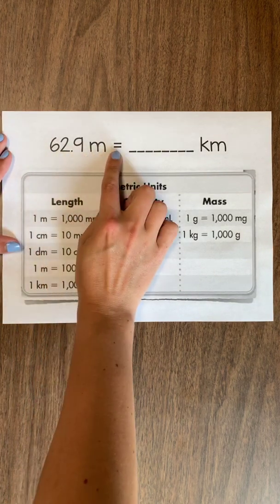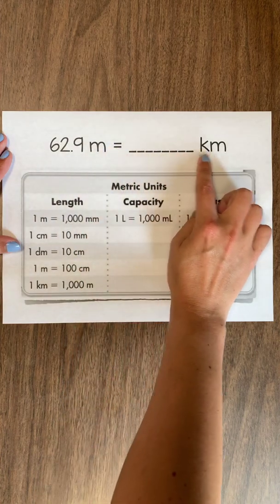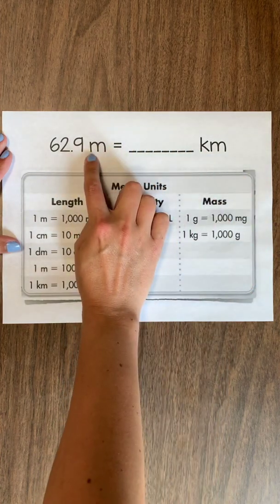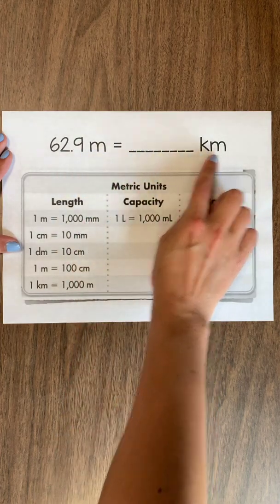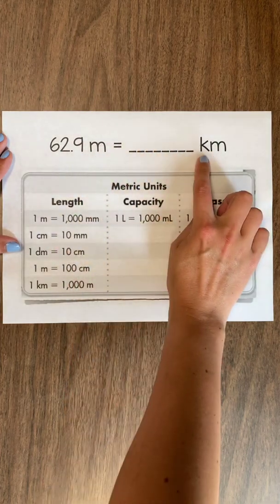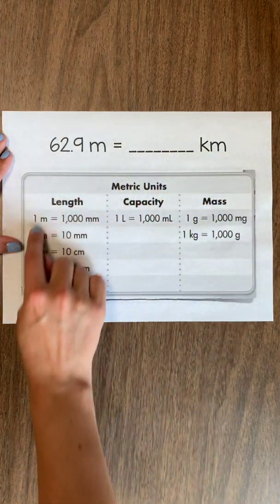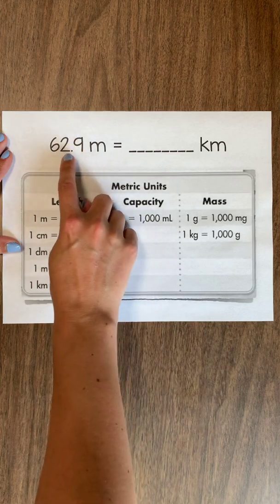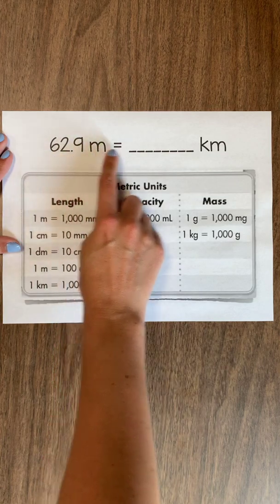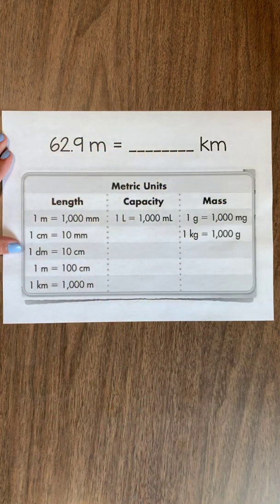62.9 meters is equal to blank kilometers. So you're going from meters to kilometers. Meters are smaller than kilometers, so you're going from a small unit to a big unit. You're going to want to use your chart, find the one that deals with meters and kilometers so that you can convert 62.9 meters to kilometers.